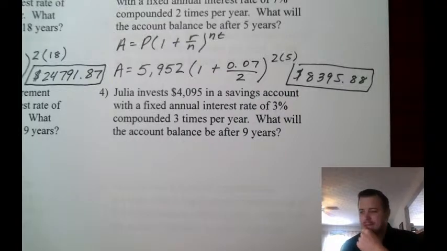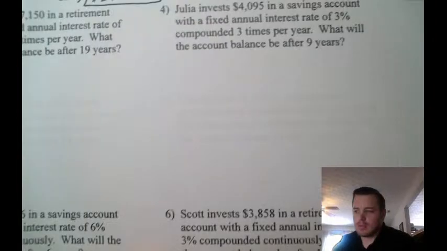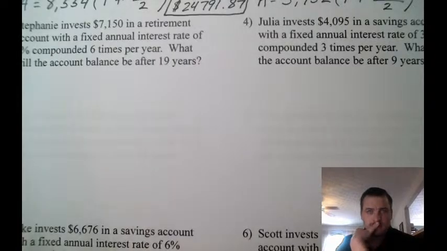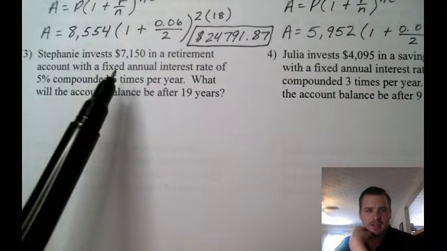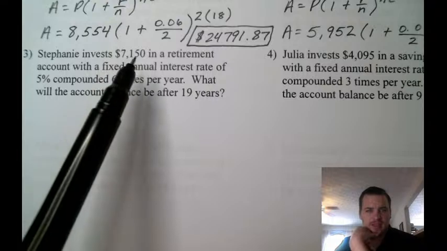Okay, look at number 3. Here we go. Stephanie invests $7,150 in a retirement account with a fixed interest rate of 5% compounded 6 times per year.